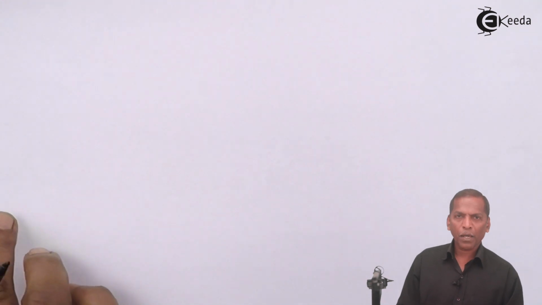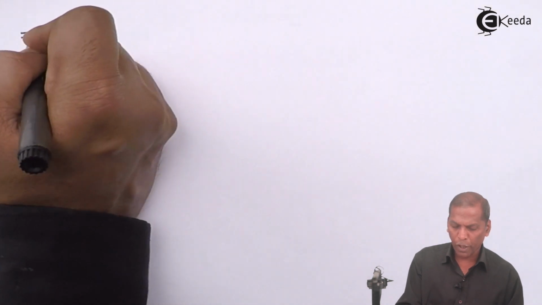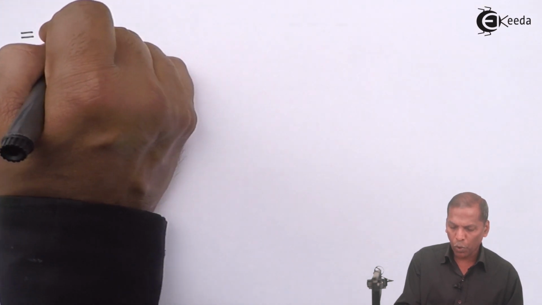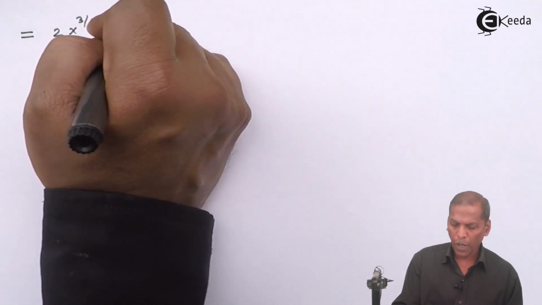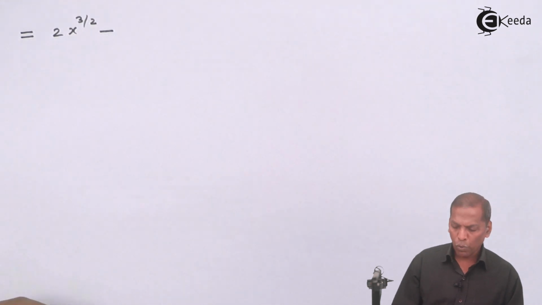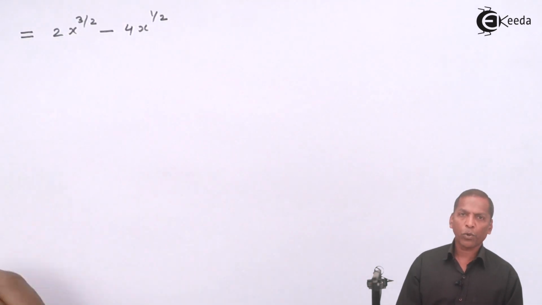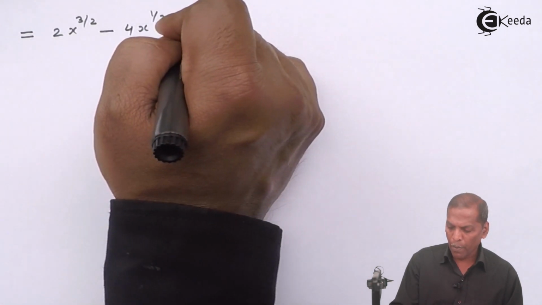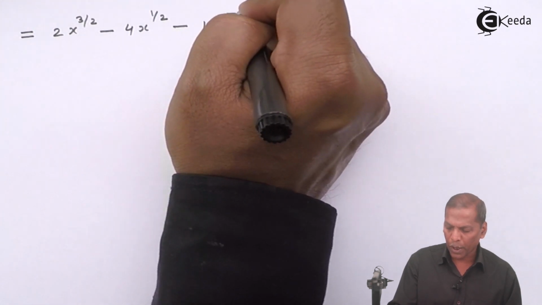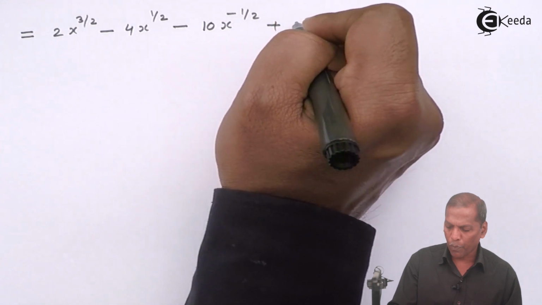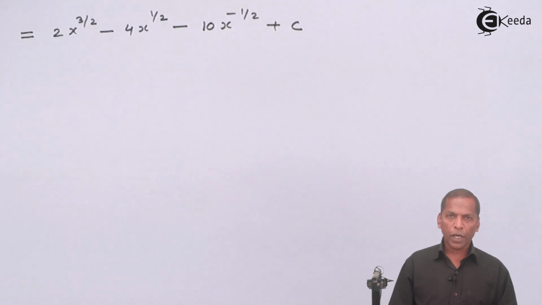So now here we cancel 3 from numerator and denominator. So the next step will be 2 into x raised 3 upon 2, then minus 2 into 2, that gives us 4 x raised 1 by 2, and then minus 5 into 2, 10 into x raised minus 1 by 2 plus c. So this is the required solution for the given problem.